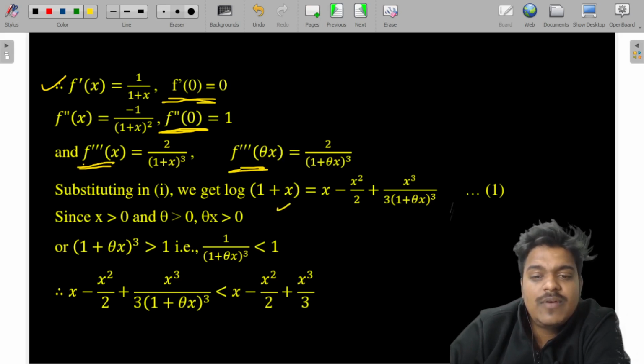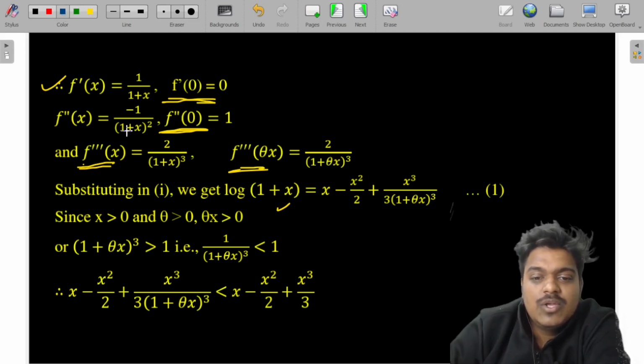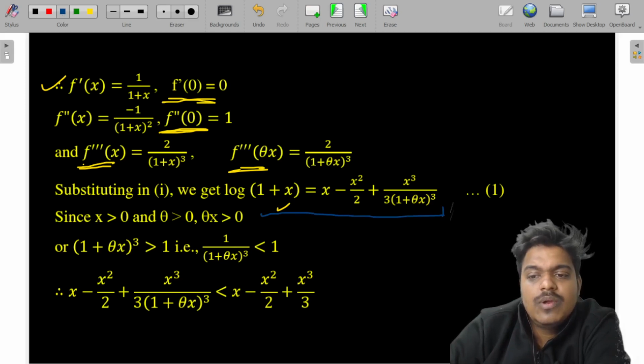You substitute the value here. As soon as you substitute the value here in the Taylor series, you will get the equation in this form.